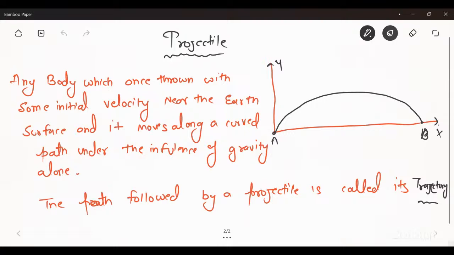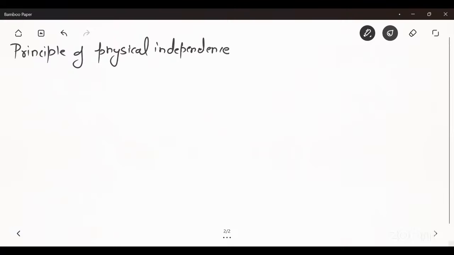Okay, now come to the next part, the principle of physical independence of motion. Because it is a motion under gravity, it has two principles. So, the principle of physical independence of motions.